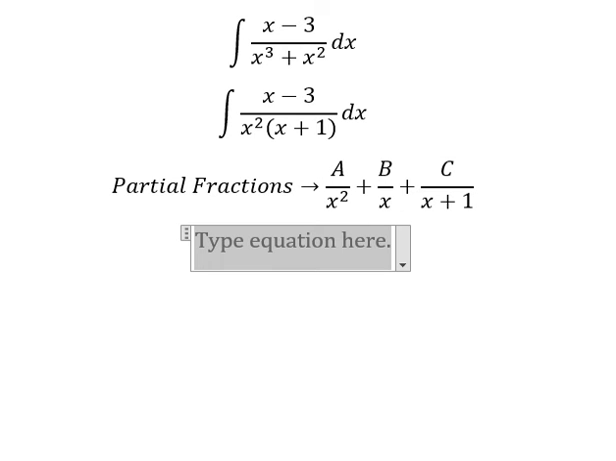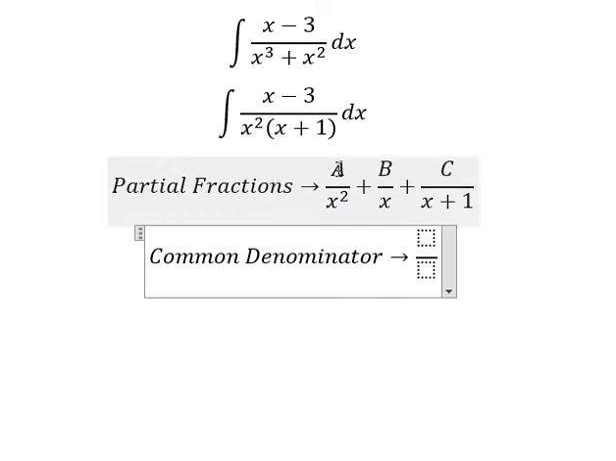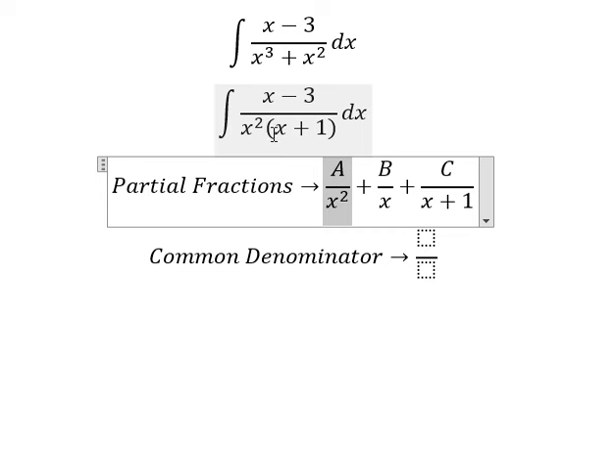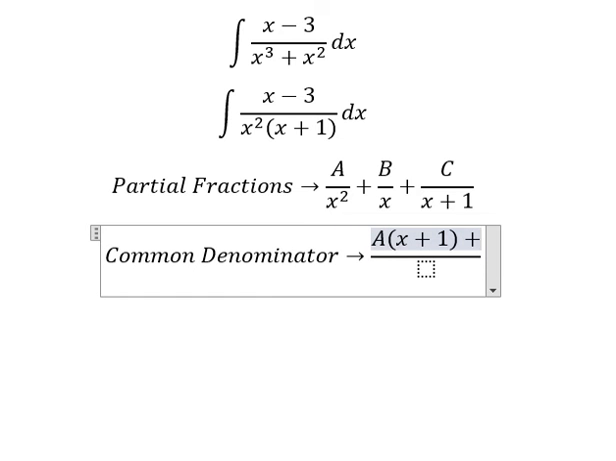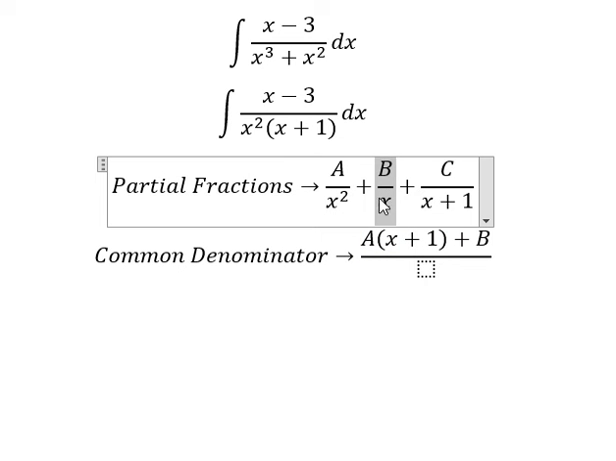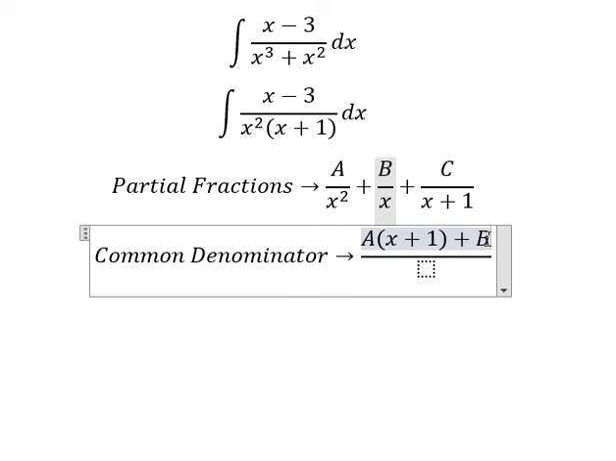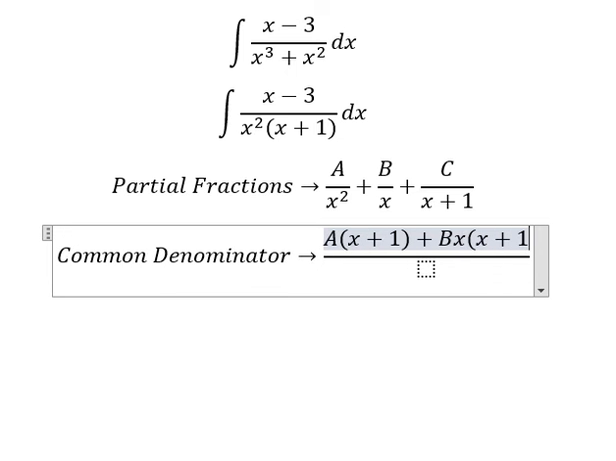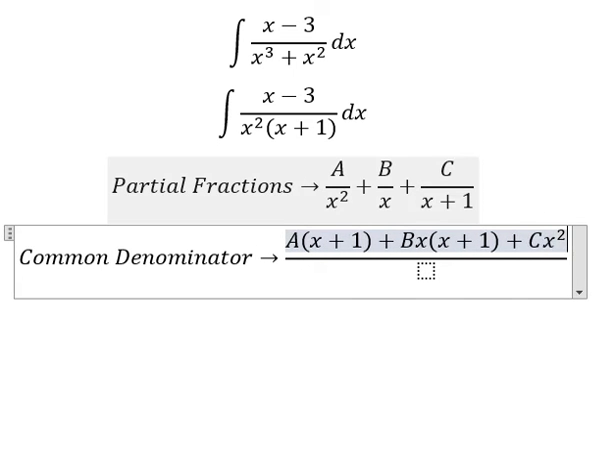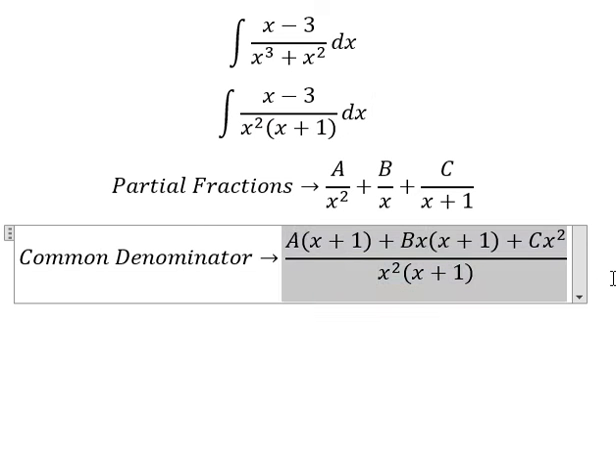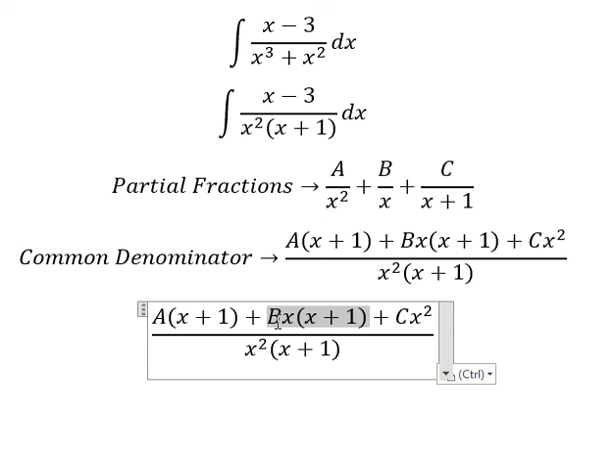Next, we do common denominator. About this one, this is missing s plus 1, so A multiplied by s plus 1. About B, this is missing s and s plus 1, so we need to multiply by s and s plus 1 in here. About C, that's s squared. Now we need to expand this one in here.